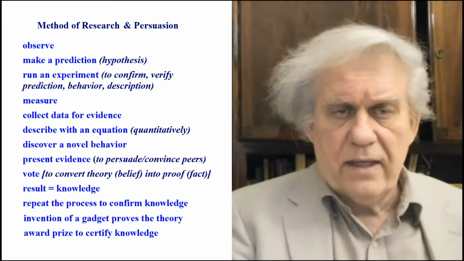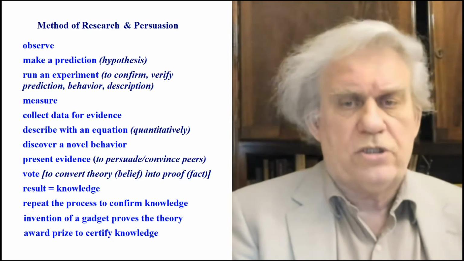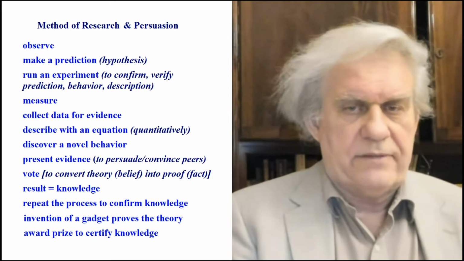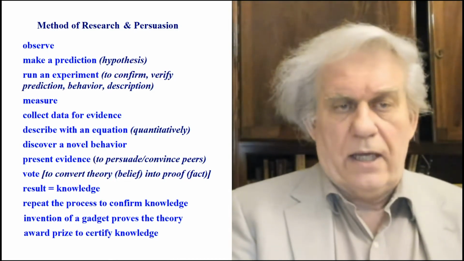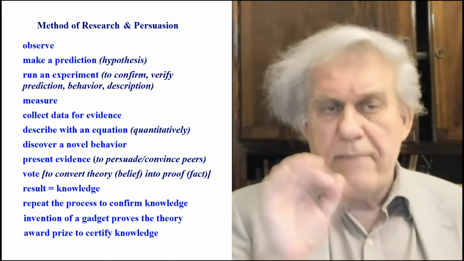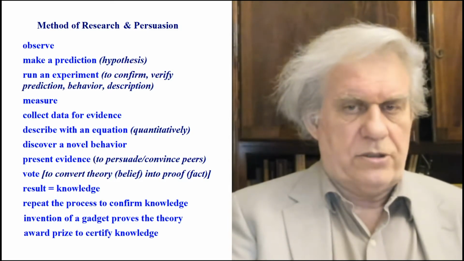Let's synthesize all this. Okay, here's the synthesis. So what is the so-called scientific method that came out of the scientific revolution of the 17th century? This, in a nutshell, is it. And I want to focus on the title there. Method of what? Research and persuasion. That's what this is. It's got nothing to do with science.